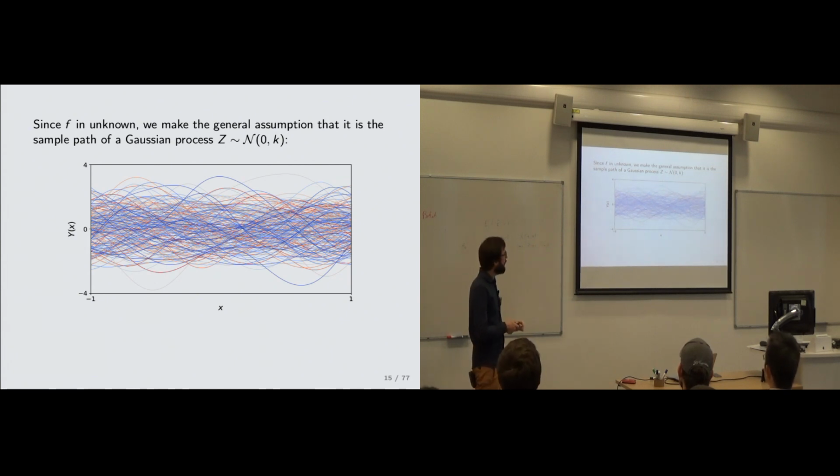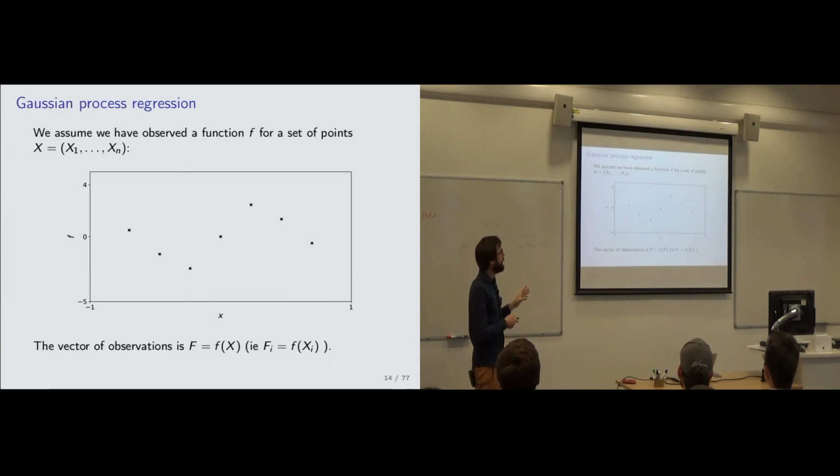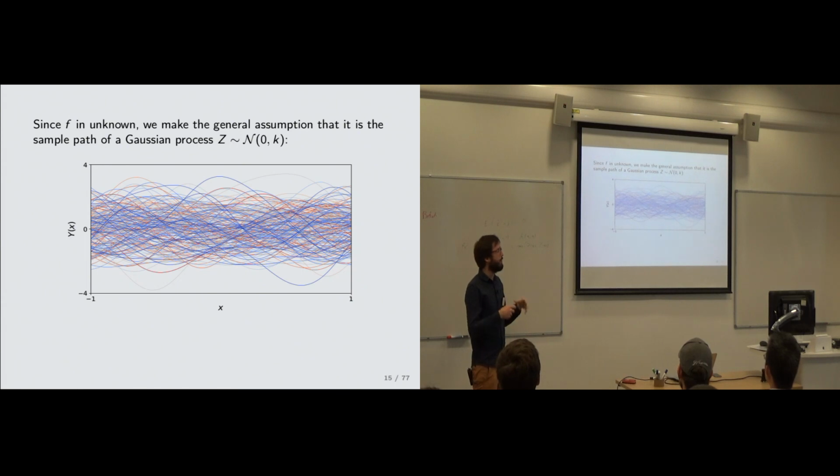And now if we combine these two pieces of information, the data and this prior we have on our function, we can get a posterior distribution of the GP, and we know that this posterior distribution we have access to analytically.